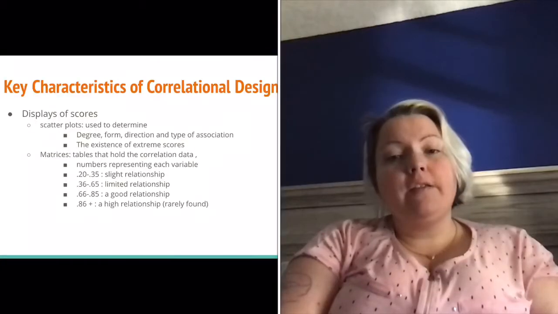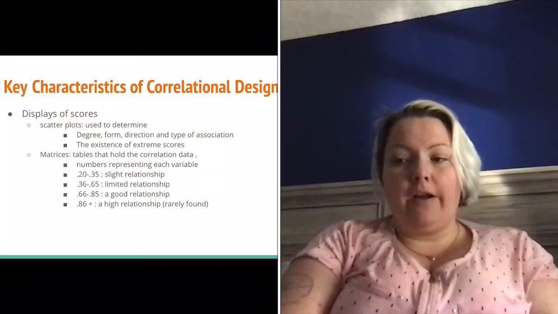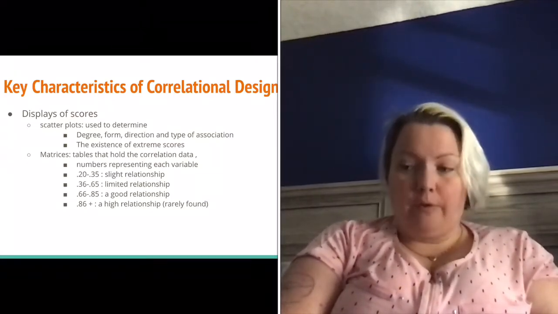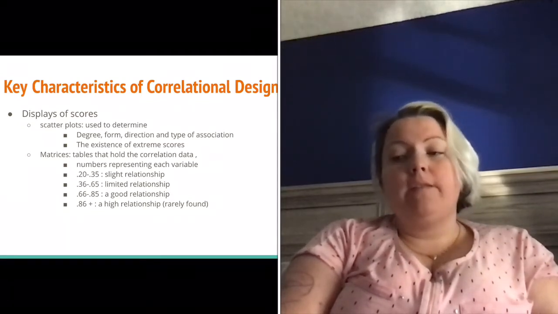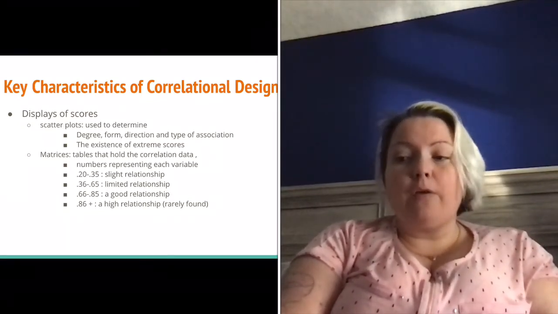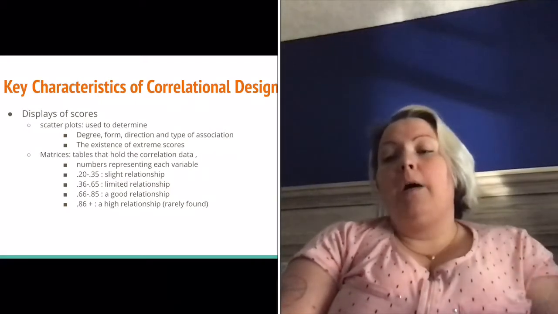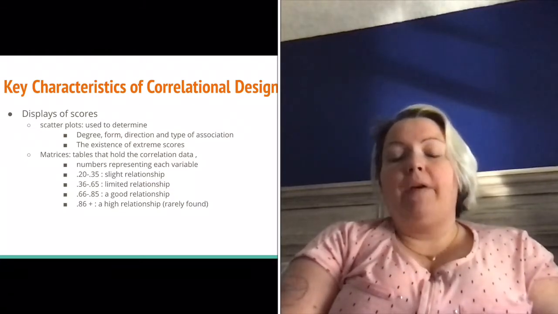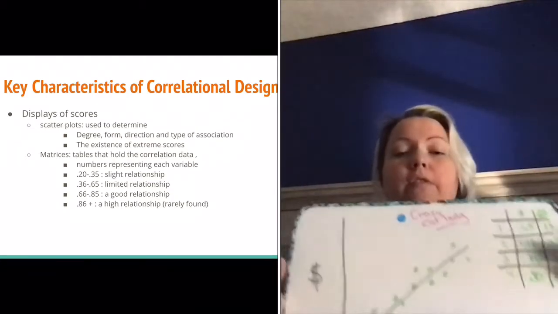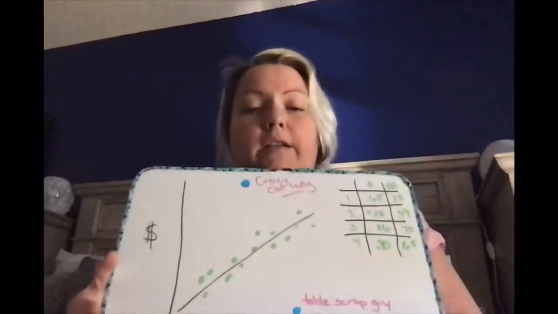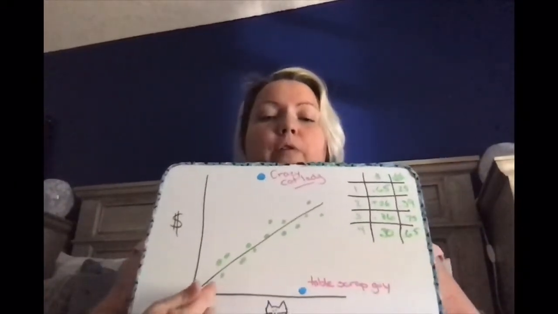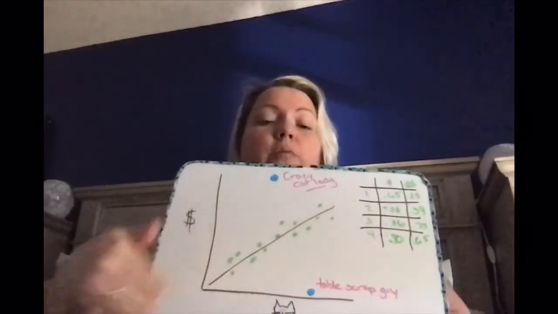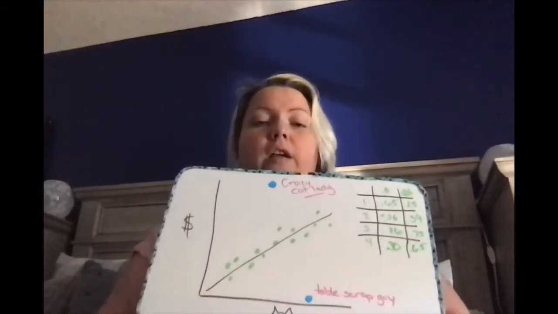So the second key characteristic to correlational design is the display of scores. This is done in one of two ways. It's either done with scatter plots or it's done with matrices. So the scatter plots are used to determine the degree, the form, the direction, the type of association, and the existence of extreme scores. So in the case of money and cats, we see that the majority of people fall upon this axis here. This would be a positive correlation between money and the amount of cats you have.